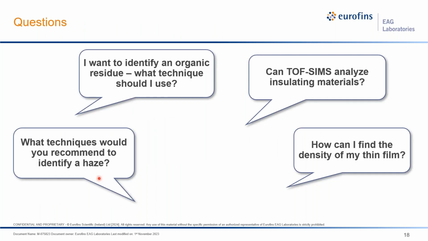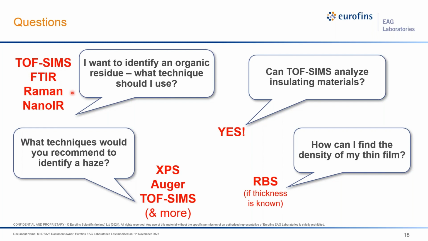There are some very common questions that we get for all of these techniques, such as, if you want to analyze an organic residue, what technique should you use? Well, TOF-SIMS is wonderful. TOF can also analyze insulating materials. RBS, very good for finding density of a thin film. Hazes, what technique would we recommend to analyze a haze? Well, hazes can come from many sources. XPS, Auger, and time-of-flight SIMS are all excellent, but there are others.